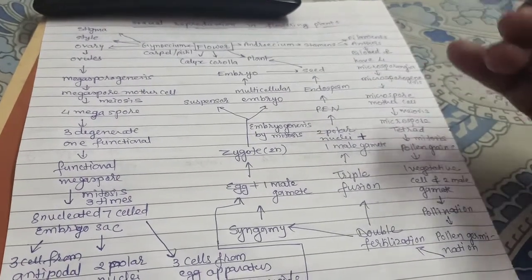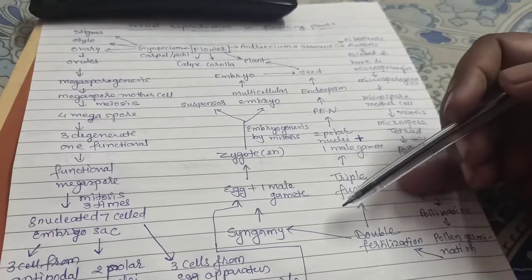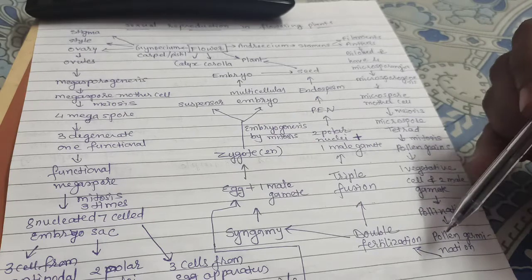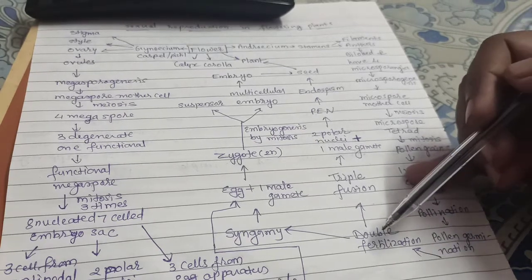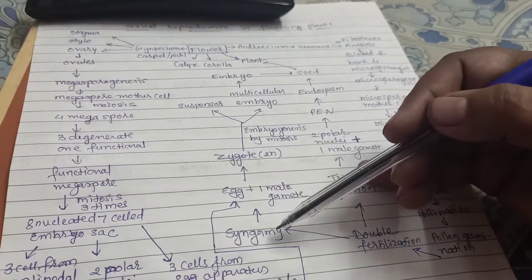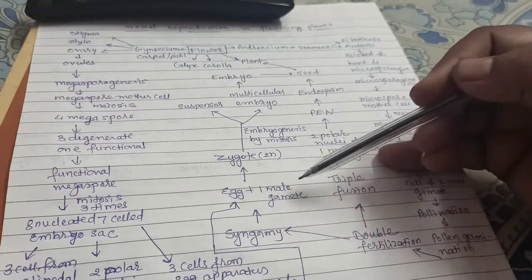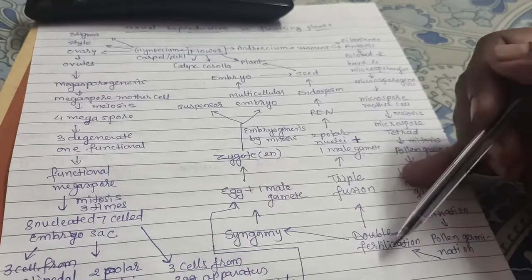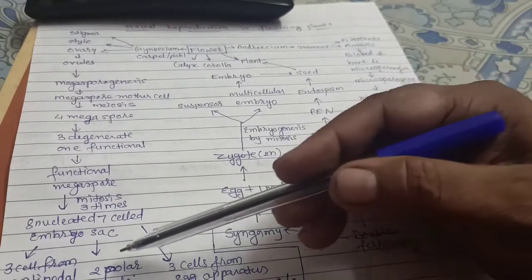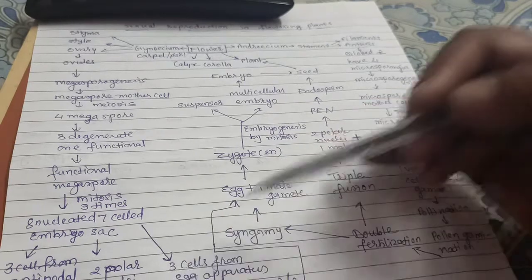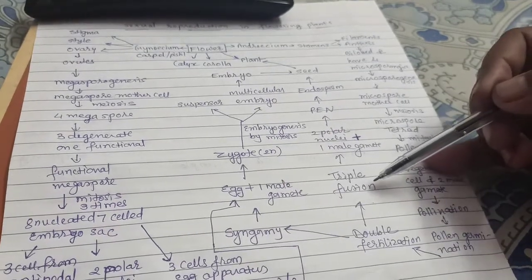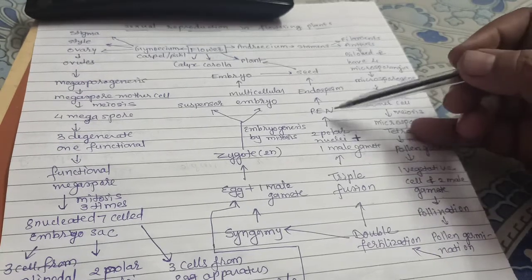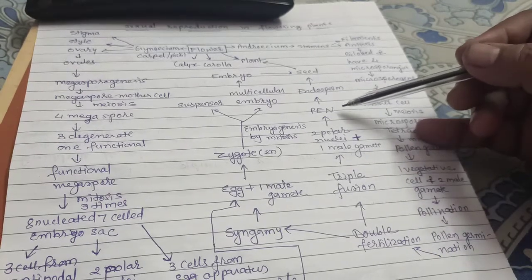But in this process, at the time of fertilization, pollen grains are deposited on the surface of the stigma. 1 male gamete fuses with the 1 egg. The egg plus 1 male gamete forms the zygote, and 1 male gamete fuses with the 2 polar nuclei. This forms triple fusion, that is 2 polar nuclei plus 1 male gamete, and it forms the triploid endosperm nucleus.